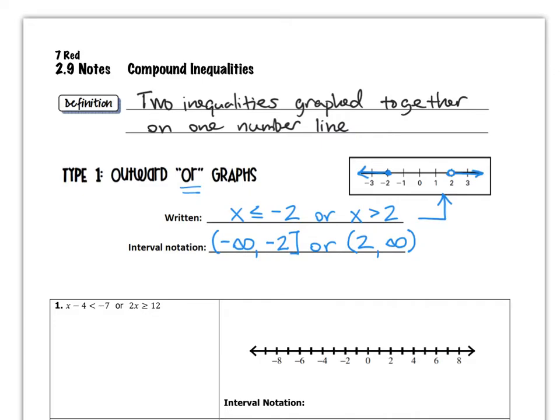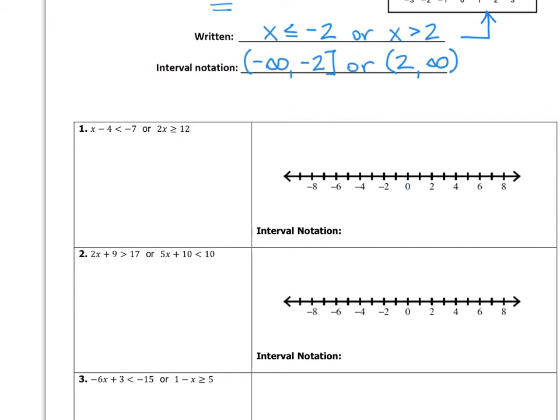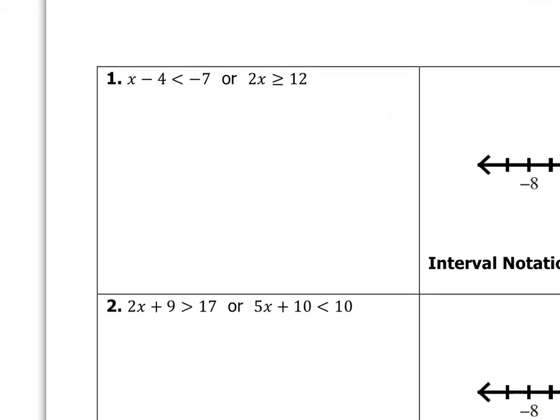So we're going to practice now with some OR compound inequalities in the following examples. To solve these, we just need to solve each inequality individually. So for number 1, I have x minus 4 is less than -7, or 2x is greater than or equal to 12. To solve this, I'm going to add 4 to both sides on the left inequality, and that's going to give me x is less than -3. Then on the right inequality, to isolate x, I need to divide by 2. And that gives me x is greater than or equal to 6.